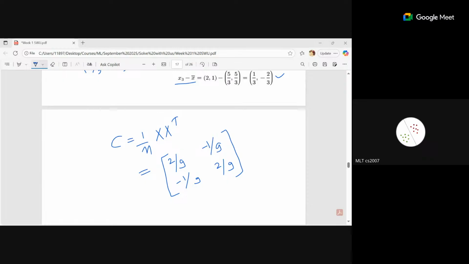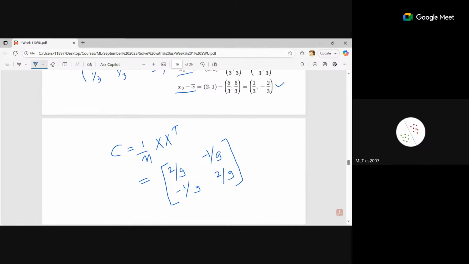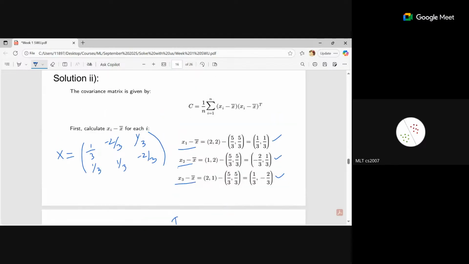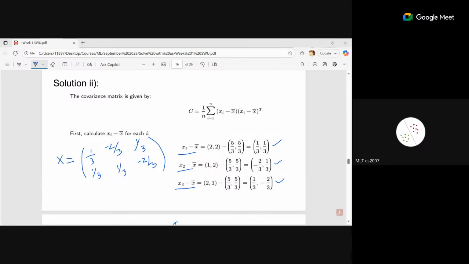So whoever got this as the answer, it's correct. Even those who have not divided by n, it's kind of correct, but you need to divide it by n to get the correct answer. Can I see the covariance matrix once? Yes. Is this what you wanted? Yes, ma'am. Thank you.